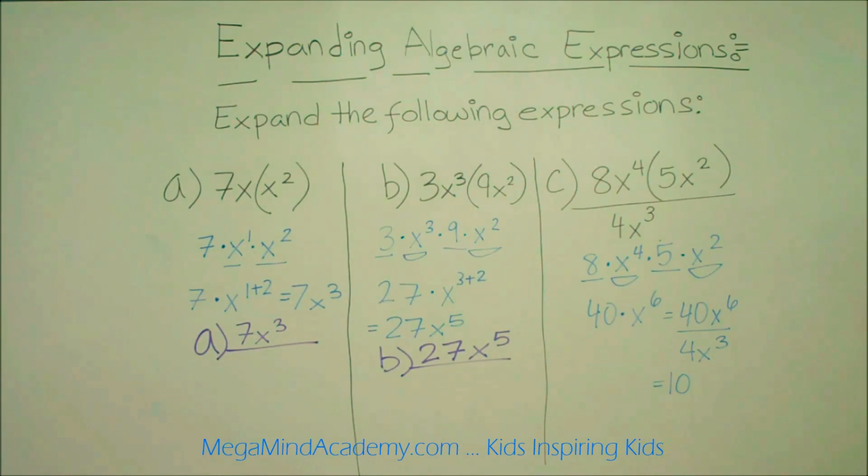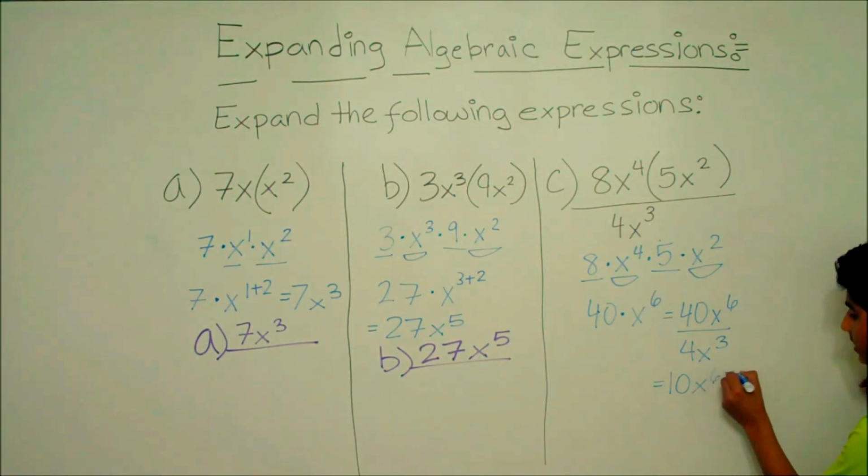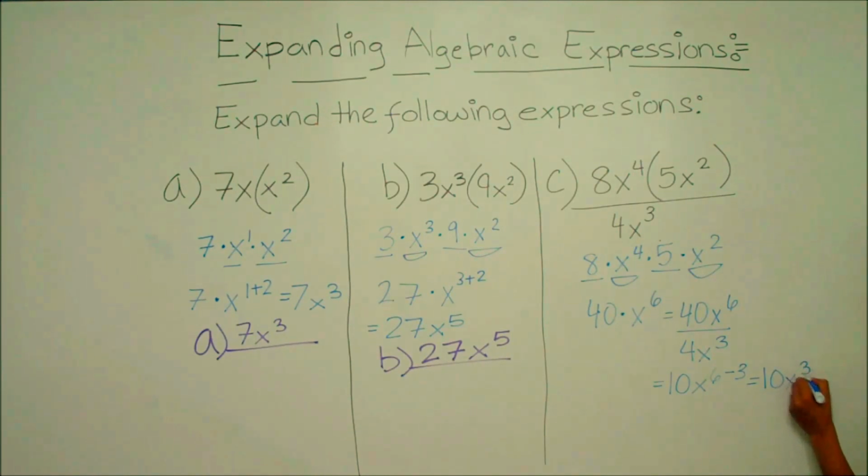We know that when we're dividing exponents with the same base, x and x, we leave the base the same, and subtract the denominator's exponent from the numerator's exponent. So 6 minus 3. This is equal to 10x to the third. So the answer to question C is 10x to the third.